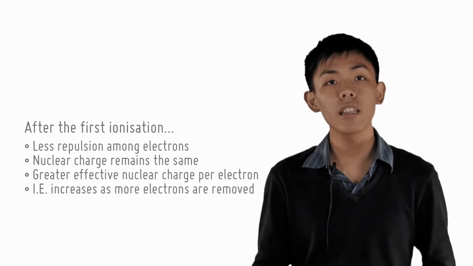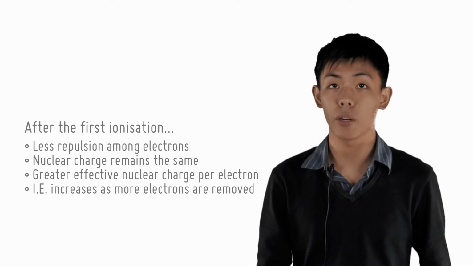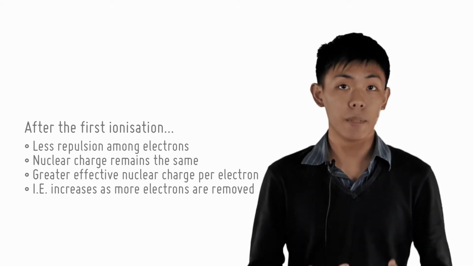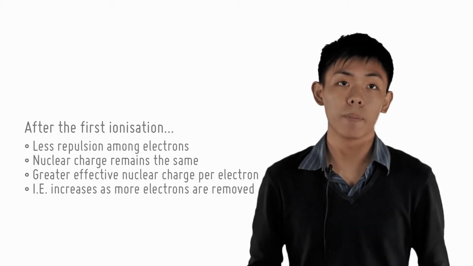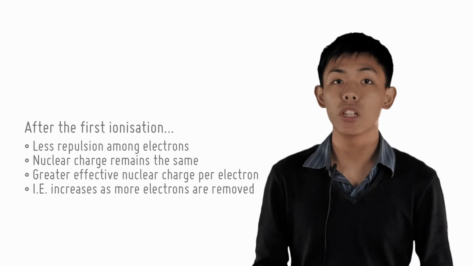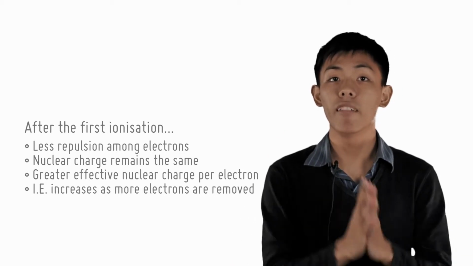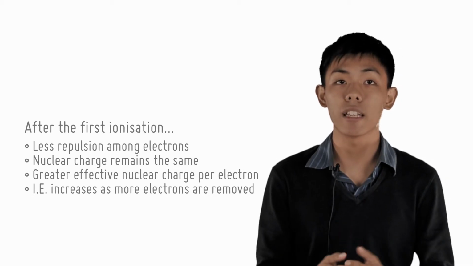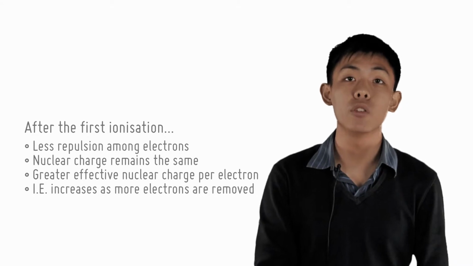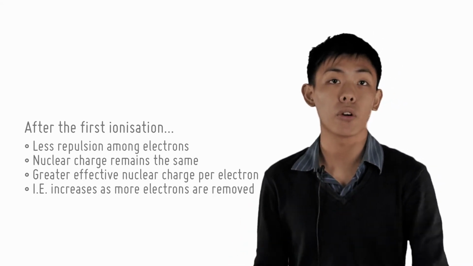Consider this. After the first ionization, there will be less repulsion among the remaining electrons in that shell. However, the nuclear charge of the atom remains the same. This meant that each of the valence electrons now experiences a greater effective nuclear charge and requires more energy to overcome this attraction force. Removing an electron from an already positively charged ion requires much more energy. Hence, we can see that the first ionization energy is usually lesser than the second, which in turn is lesser than the third, and the trend goes on.